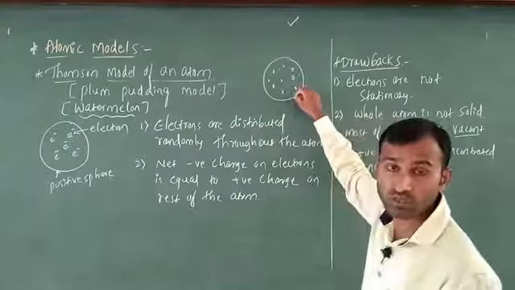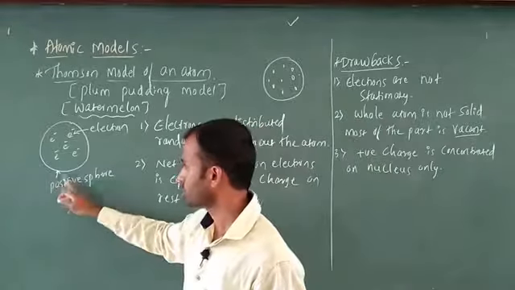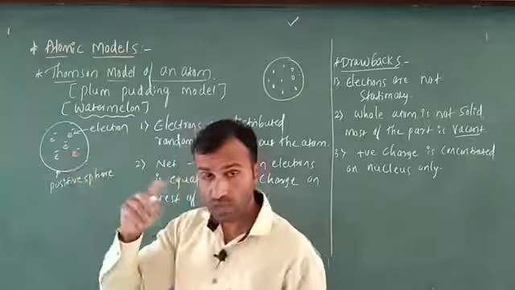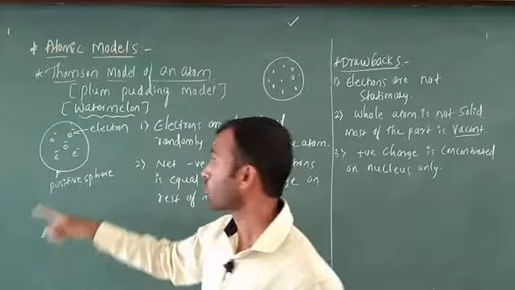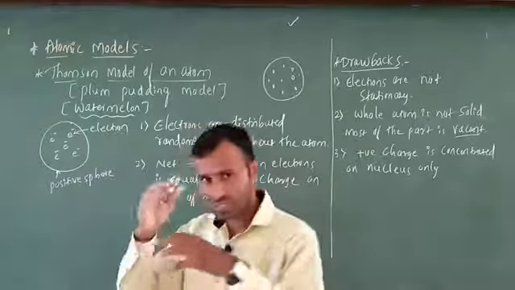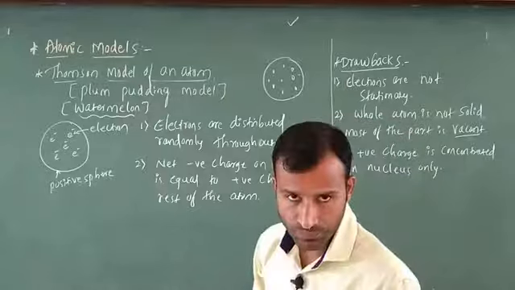In this model, the outer sphere is called the positive sphere, same as the watermelon. Next, inside, seeds are there. Those seeds are called electrons. That is most important. The outer sphere indicates the positive sphere, and inside it is containing electrons.